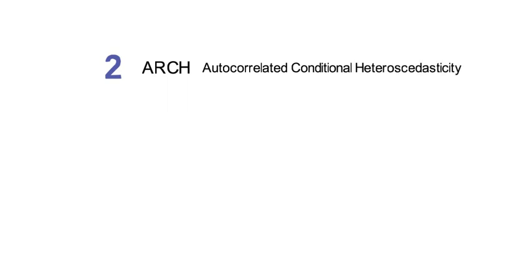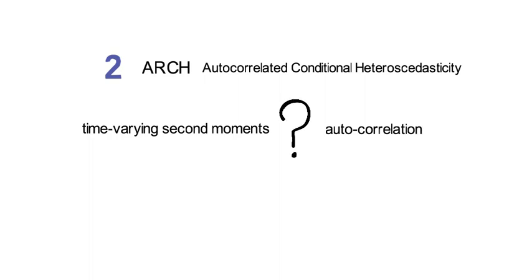So let's remember what the word ARCH stands for. That is a short version for autoregressive conditional heteroscedasticity. Therefore, testing for ARCH effects in residuals means you want to test whether there is evidence that time-varying second moments have an autocorrelation. So note that the mean of the residuals is zero by construction. That implies that the variance of the residual coincides with the second moment.